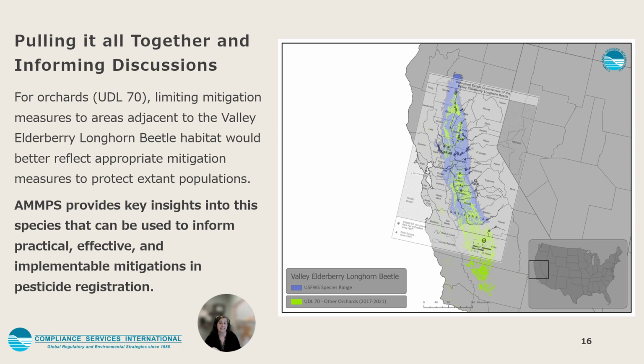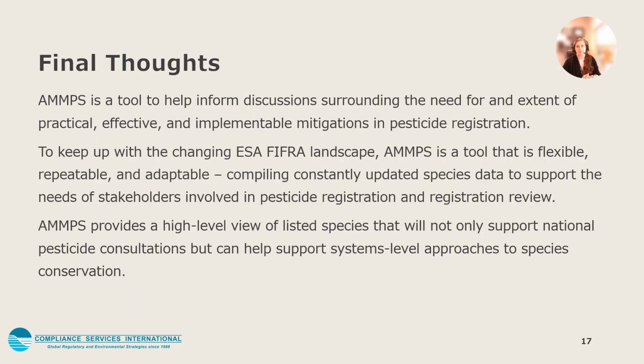AMPS provides key insights into this species that can be used to inform practical, effective, and implementable mitigations in pesticide registration. Just a few concluding thoughts. AMPS is a tool to help inform discussions surrounding the need for and extent of practical, effective, and implementable mitigations in pesticide registration.